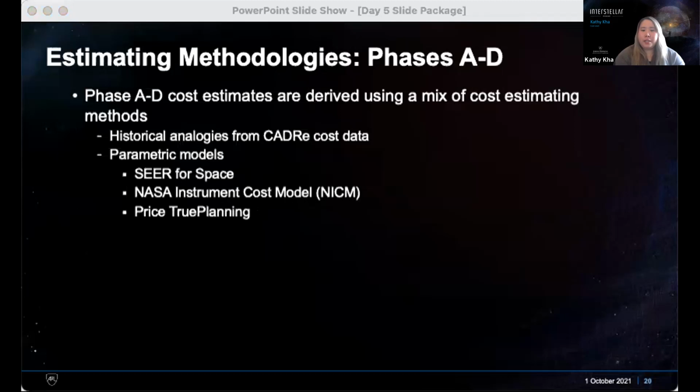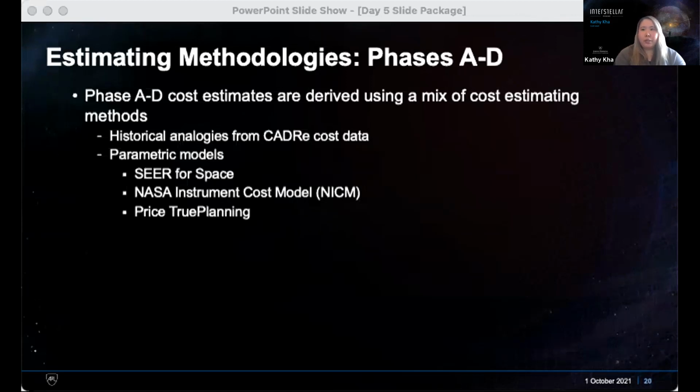Okay, so for phases A to D, we used a mix of methods in order to develop the costs. We looked at historical analogies from the Cadre cost database and also used 3 parametric models. So the Cadre cost database is NASA's database that contains cost data for previously flown missions of a certain size. So it's a treasure trove of cost data. And for the parametric models, we use SEER for Space, NICM, which is the NASA instrument cost model, and PRICE True Planning.